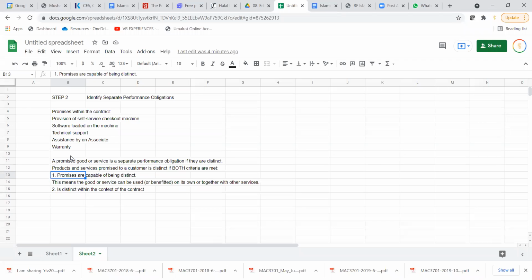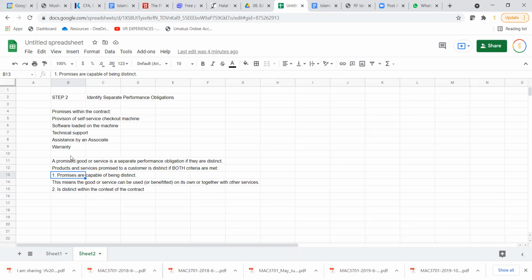Then we're saying, in order for products or services promised in a contract to be distinct, they must meet two criteria. Criteria number one, they are capable of being distinct. What did we say is capable of being distinct? An indication that an item is capable of being distinct is if it is sold separately.